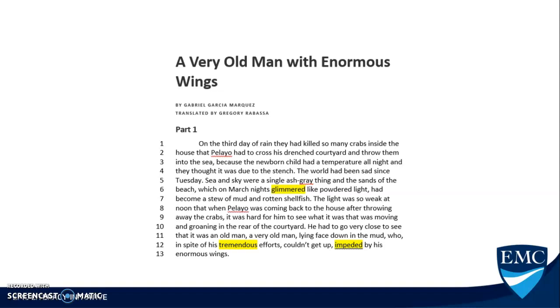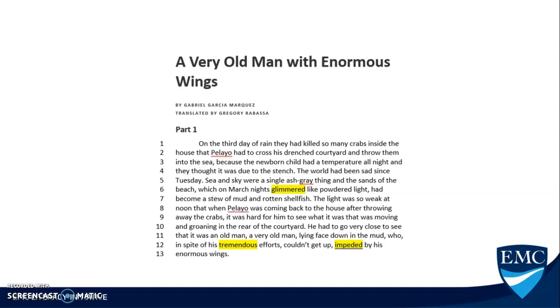On the third day of rain, they had killed so many crabs inside the house that Pelayo had to cross his drenched courtyard and throw them into the sea, because the newborn child had a temperature all night and they thought it was due to the stench. The world had been sad since Tuesday. Sea and sky were a single ash-grey thing, and the sands on the beach, which on March nights glimmered like powdered light, had become a stew of mud and rotten shellfish.